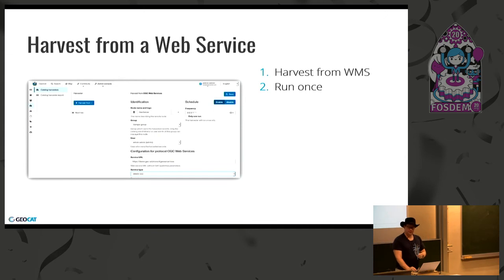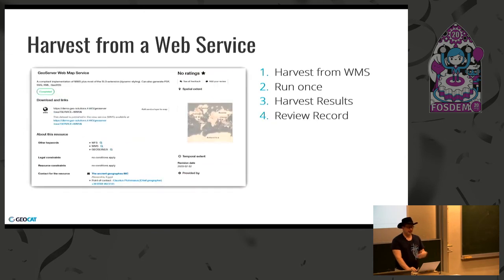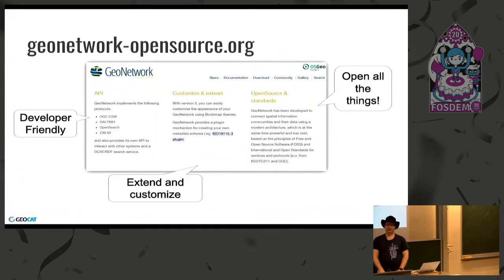And harvesting, I just harvested from a local GeoServer, and I was able to pull in some records and review the records and so on. So harvesting worked for me. So technical approach, how does it work? Developer friendly, it's got a whole bunch of ability to customize it, and it really believes in open standards, open source, and opening all the things.